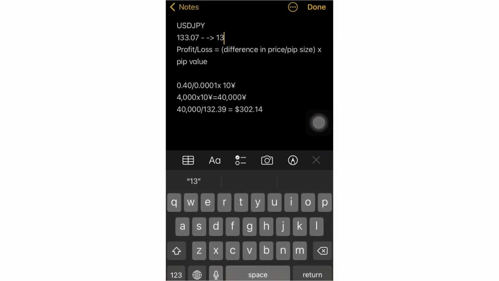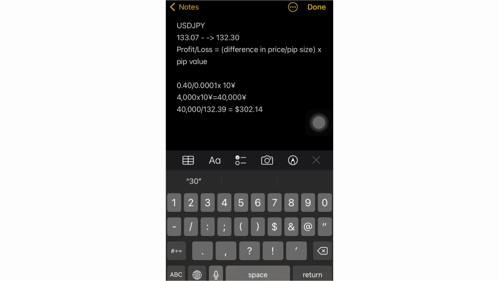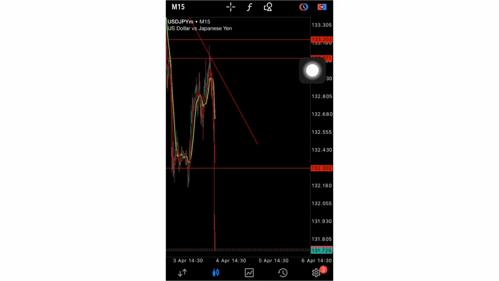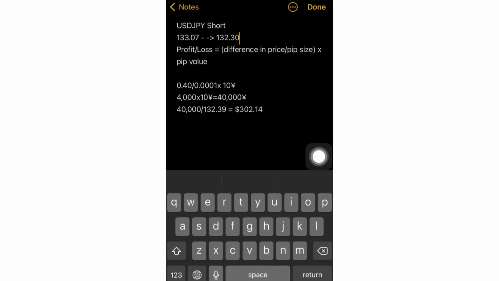132.30. Now I short USDJPY. I short from this side, right? And it closes with the ask price on this side, meaning from here, 133.07, down to this side, 132.30, right? I short. Now I want to know how much money I'm going to make if this trade goes in my favor. So it's all about pip movement.